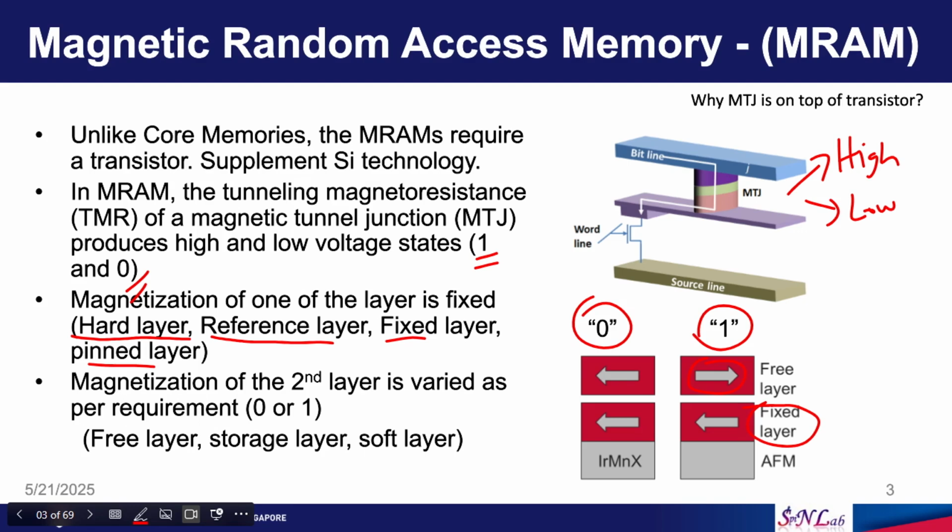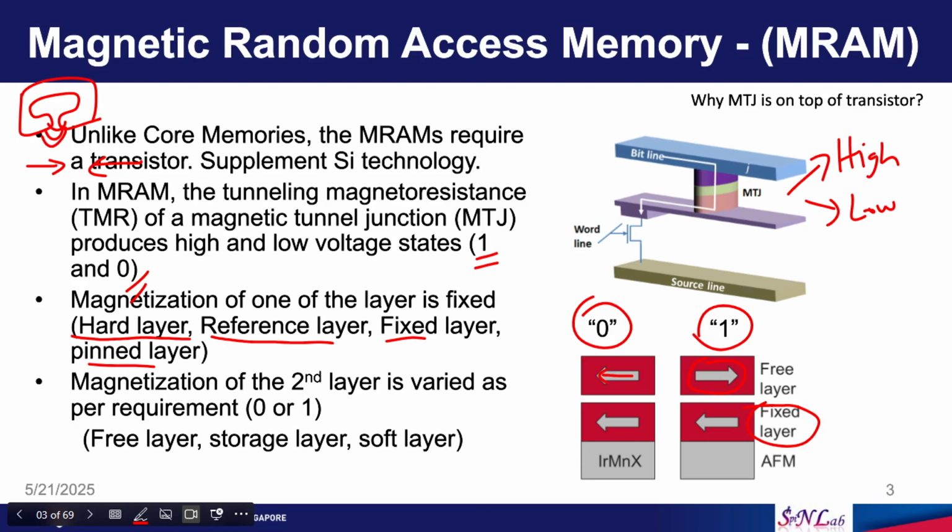In magnetic recording, I told you, we have an electromagnet. These electromagnets generate a magnetic field which keeps the magnetization in one direction or the other direction, and that is writing. In a similar sense, in magnetic random access memory, writing 0 means keeping the free layer magnetization parallel to the reference layer magnetization.